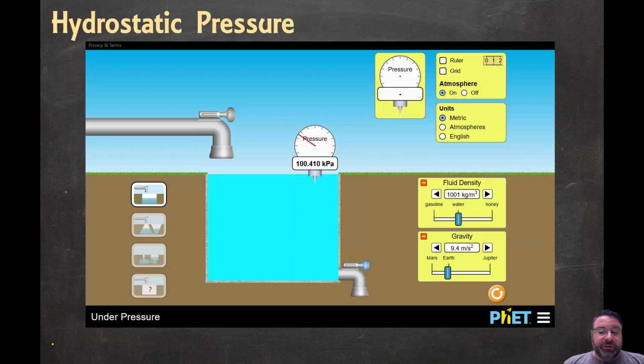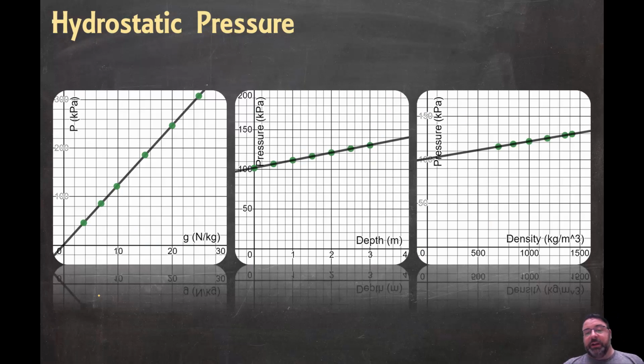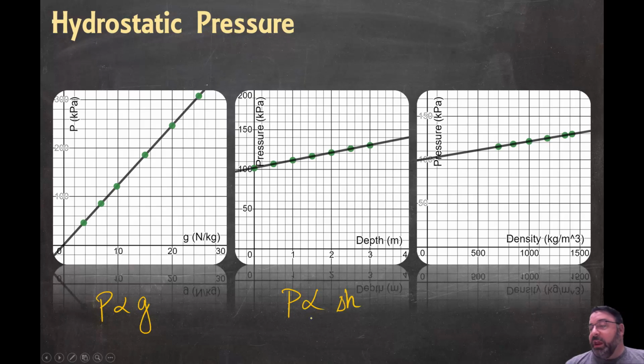Now, in your results, you should have seen something similar to this: the pressure was proportional to the gravity field constant. Pressure was also proportional to the depth in the fluid. I'm going to call that delta H. And the pressure is also proportional to the density of the fluid.